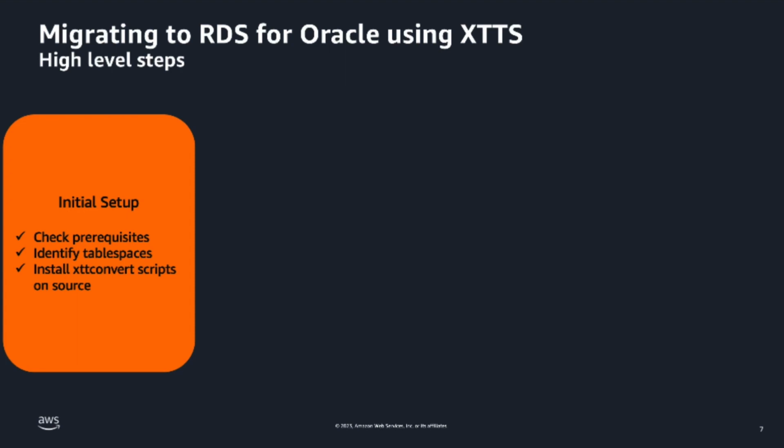Identify tablespaces to be transported. Make sure these are self-contained. That means none of the database objects inside a tablespace set are dependent on any of the database objects outside of that tablespace set.